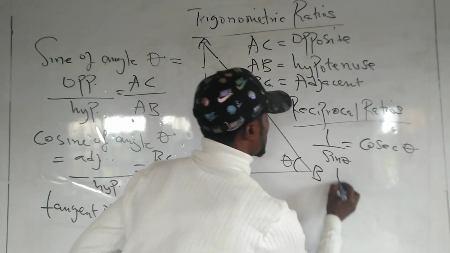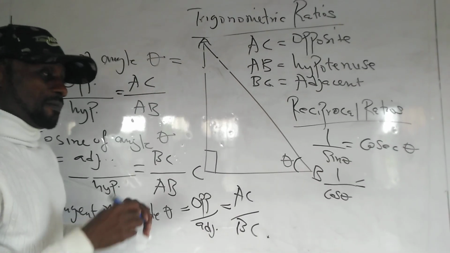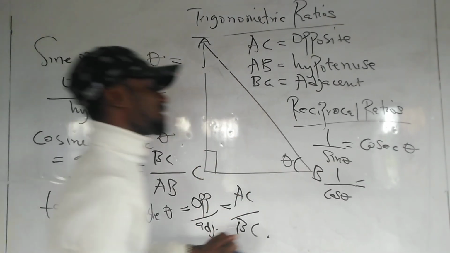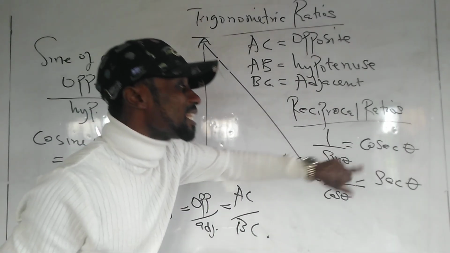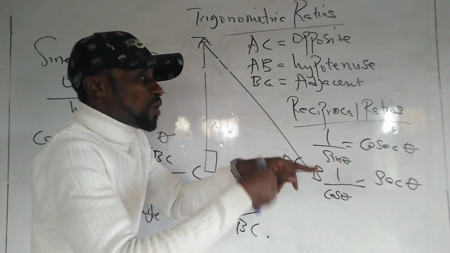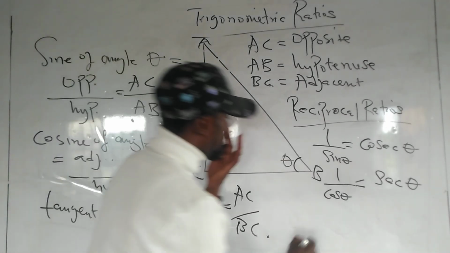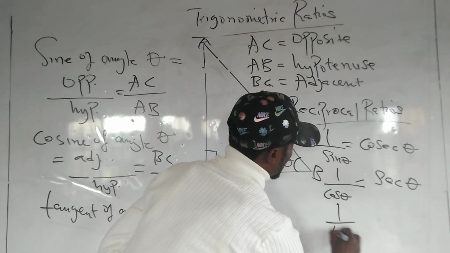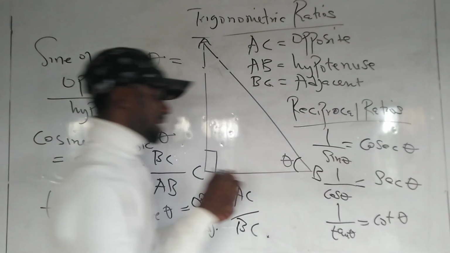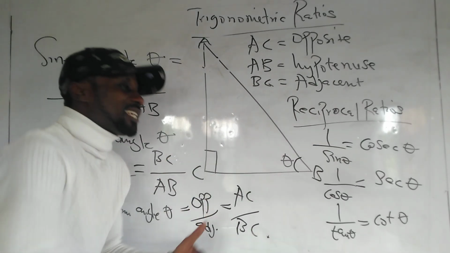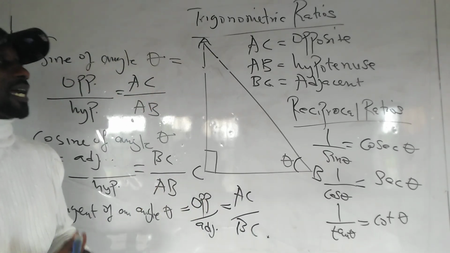The inverse of cos theta, meaning 1 over cos theta, is the same thing as sec theta. This cosec simply means cosecant. Sec means secant. So we are using it in abbreviation form. Then the inverse of tan theta is cot theta. That simply means cotangent. That is 1 over tan theta.